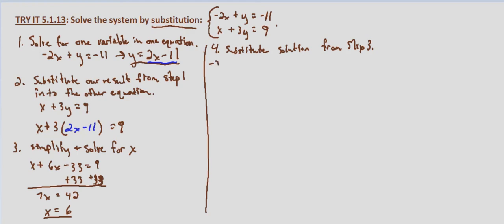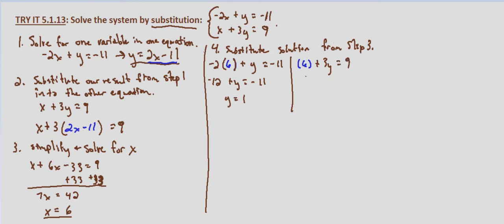So we'll use our first equation first. Negative 2 times x, where x equals 6, plus y equals negative 11. So negative 12 plus y equals negative 11, and adding 12 to both sides, I get y equals 1. So let's just check to verify by substituting into the other equation. Again, x equals 6, so this second equation would be 6 plus 3y equals 9. Subtract 6 from both sides, 3y equals 3, and y does indeed equal 1, substituting into the other equation as well.